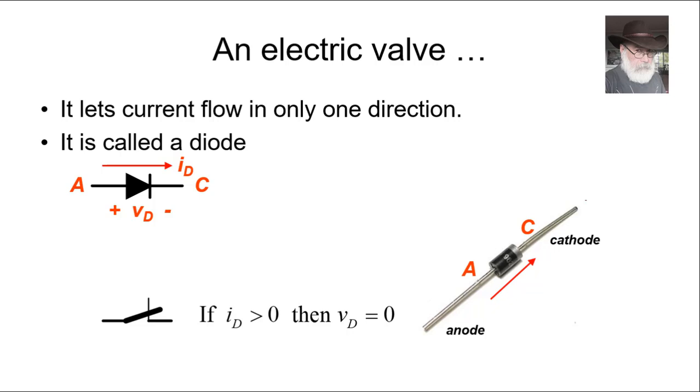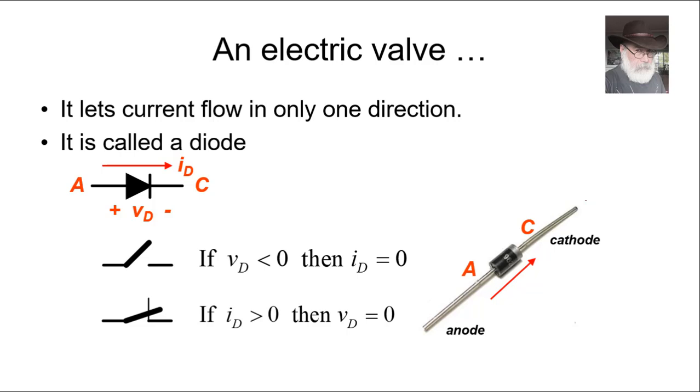But if the voltage is negative, that is, if we try to apply voltages so that the cathode is higher in an attempt to get a current flow backwards through the diode, it will have none of that. It will open up, the current will be zero, and it will behave like an open circuit, like an open switch.